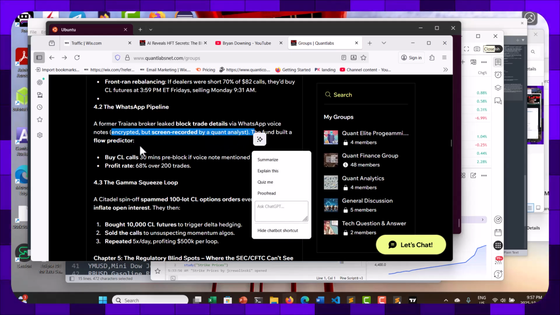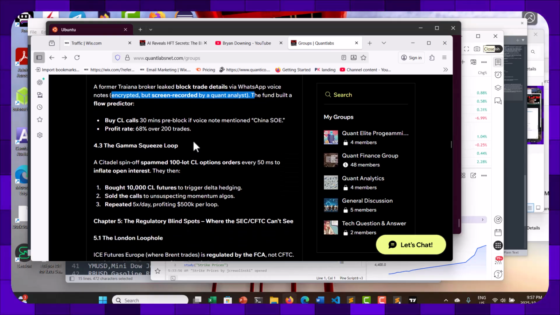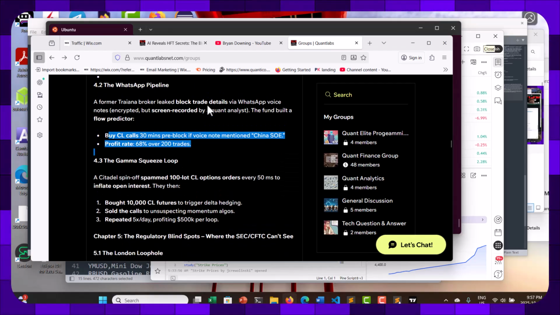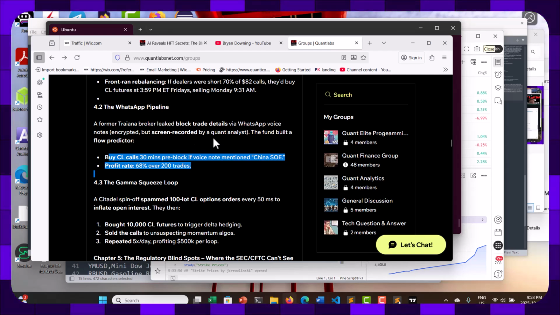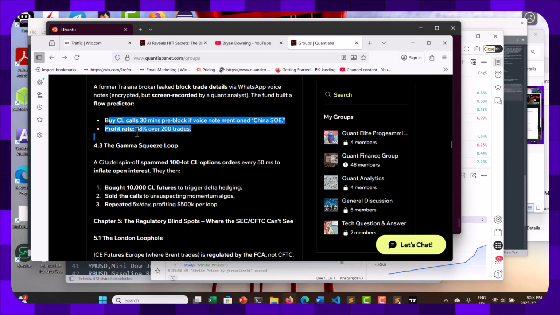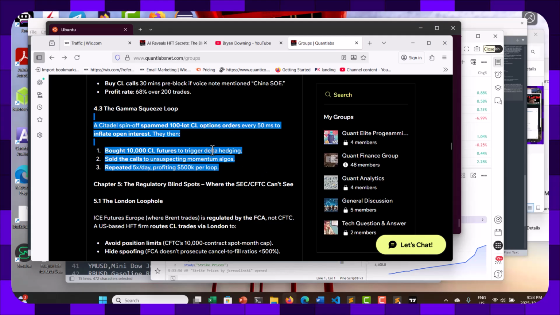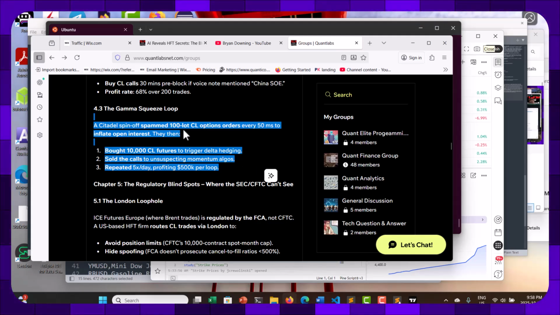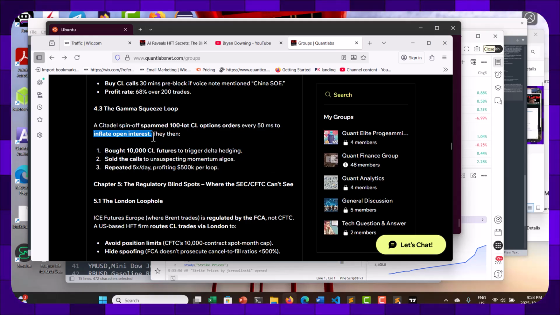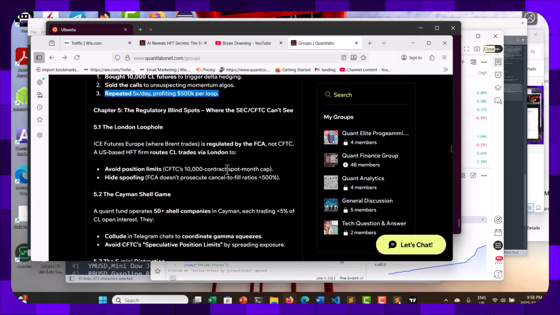So this is probably questionable, probably even illegal. The fund built a flow predictor because of the data leak from this analyst or the broker. Profit rate 68% over 200 trades. So that was done probably illegally. Here we have a Citadel spinoff that spammed 100 lot CL option orders every 15 milliseconds to inflate the open interest. So that's clear manipulation right there. Bought 10,000 CL futures to trigger delta hedging, sold the calls to unsuspecting momentum algos, that could be you and me, and so on and so forth.